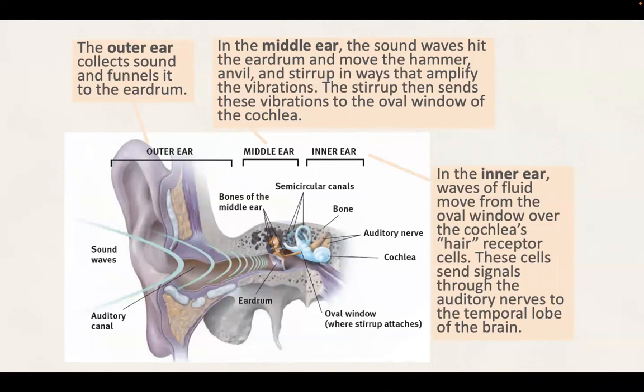So our outer ear, right? The outer ear is what we can see, the actual flesh and cartilage that's on the side of our head, right? That acts as a funnel to collect sound where it hits the eardrum.